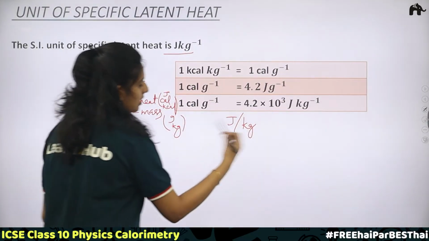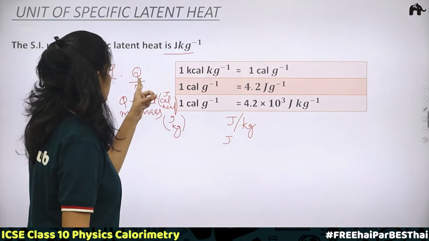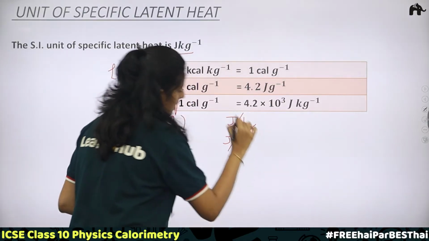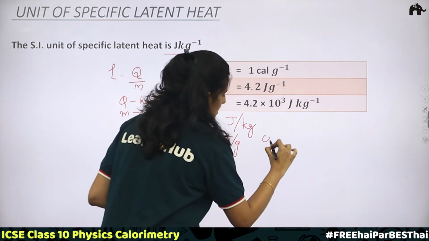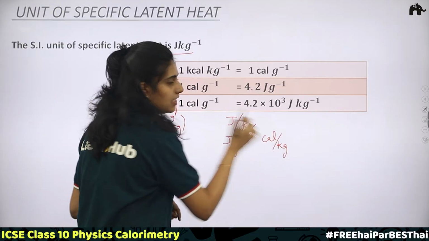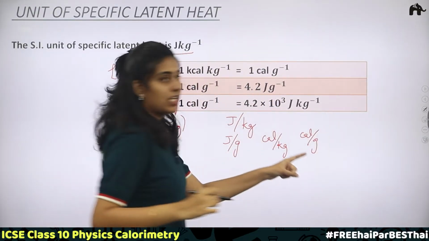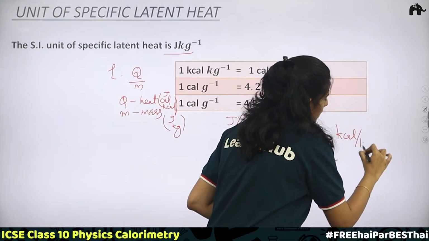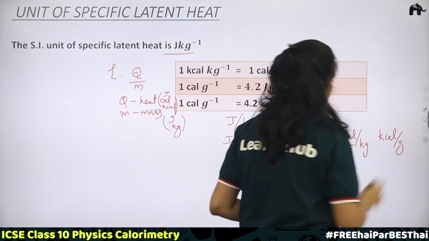Now, other possible units. When we take heat energy in joules and mass in grams, this is a possible unit, joule per gram. When you take heat in calories, the possible units are calorie per kilogram or calorie per gram. Similarly, kilocalorie per kilogram or kilocalorie per gram. So, all these are possible units.